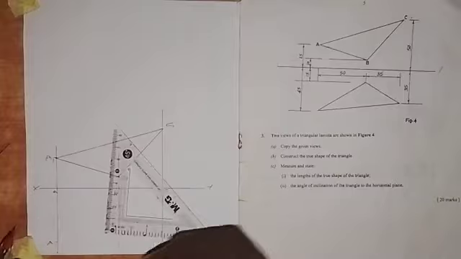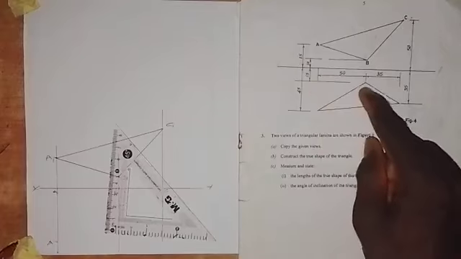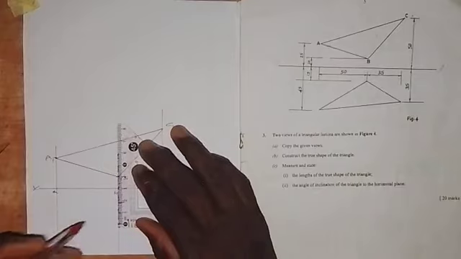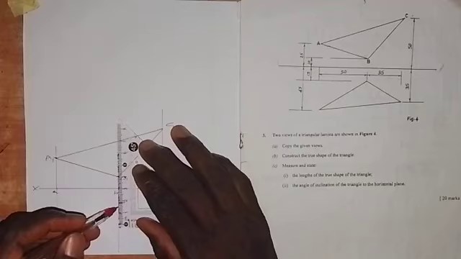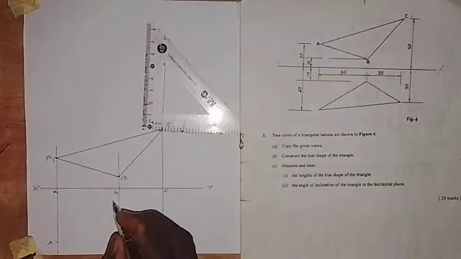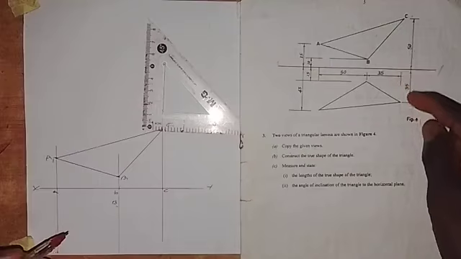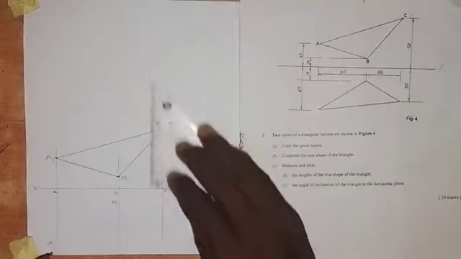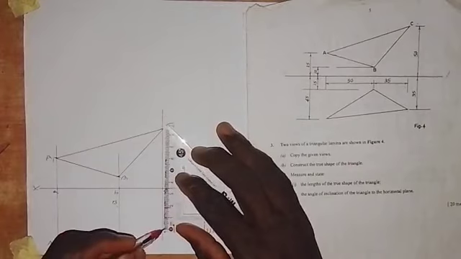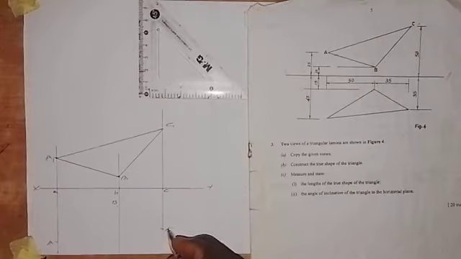And then next, I'm going to take that of B. We have it to be 15 millimeters from this horizontal line. So I take 15 millimeters down. So this point is point B as we have it here. Then next, we have C to be 35 millimeters from the XY line. So I will take a measurement of 35 millimeters from here. So this is point C.